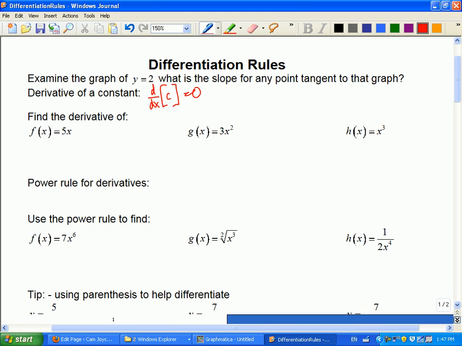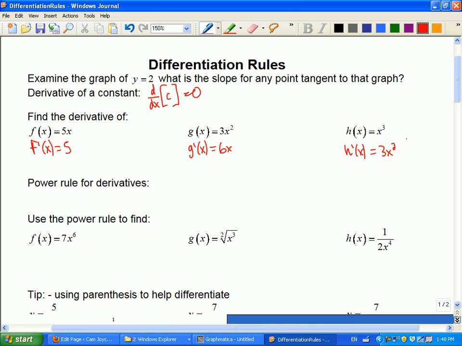Now, I'm going to give you these derivatives, and I want you to see if you can spot some patterns here for me. First of all, this would have a derivative f prime of x is equal to 5. g prime of x in this case would be 6x. And h prime of x would be 3x squared. So what I want you to do is think about what the pattern is here, and if you're right, it works for all three. So take a minute and think about it.